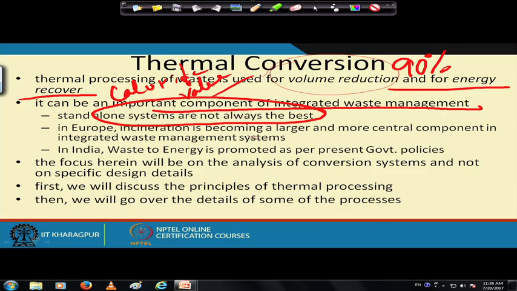In Europe, incineration is becoming a larger and more central component. Why? If you go to any country which has less land and high population density, they cannot just put all the waste into landfills, so you will see more waste to energy there. The other thing is that regulation also supports it. In the European context, the regulation actually supports waste to energy.